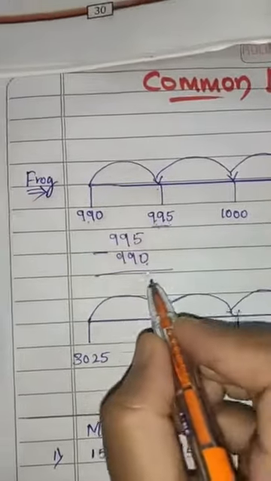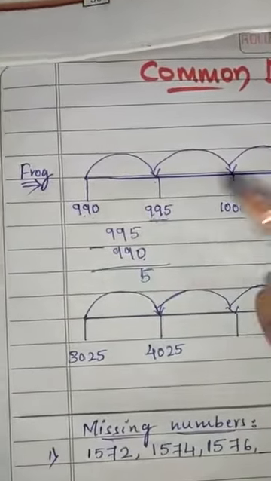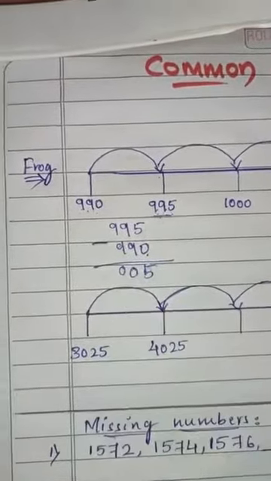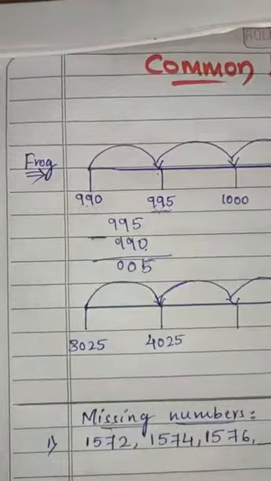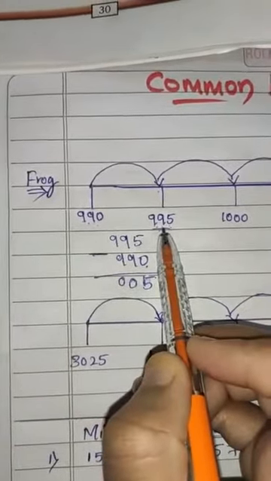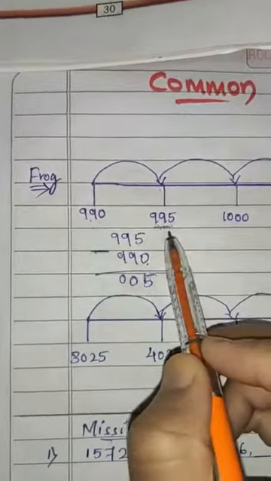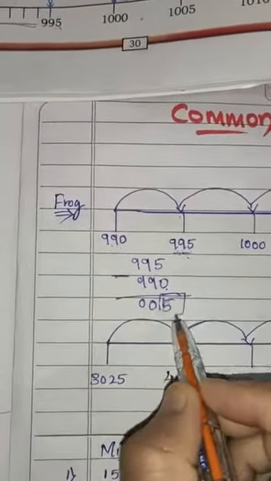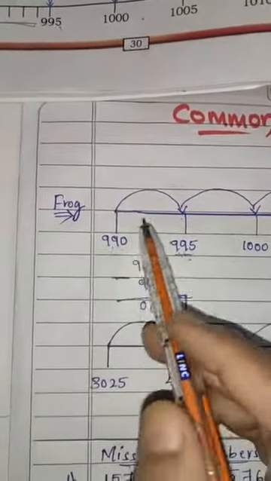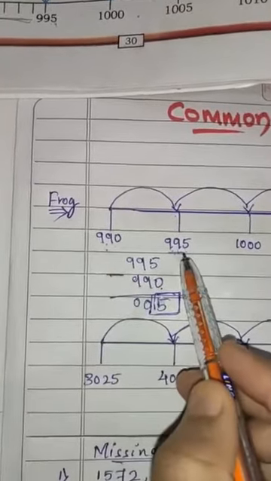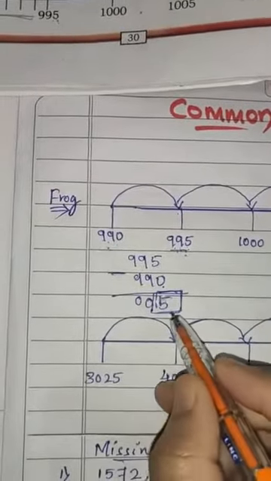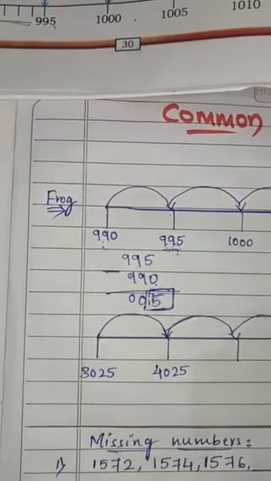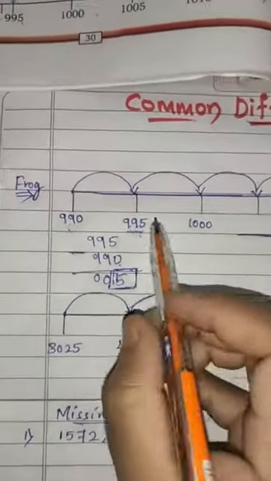5 minus 0 is 5. Right? Next, 9 minus 9 is 0. What have we done here? Yes, we have subtracted the first number from the second number. Okay, so we came to know that there is a difference of 5 from the first number to the second number. Now what do we have to do? We have to keep on adding this 5 to each number every time.